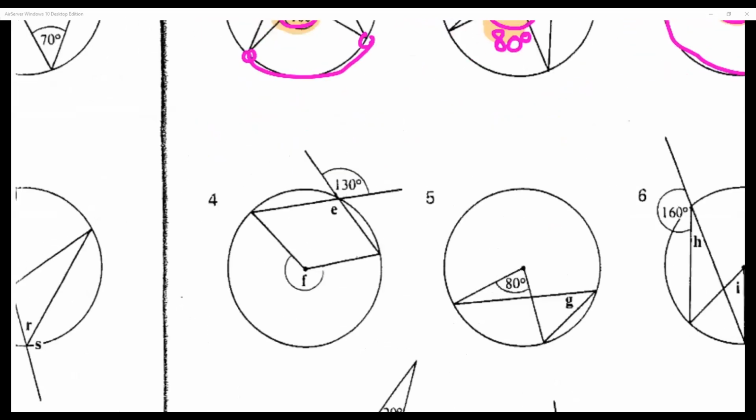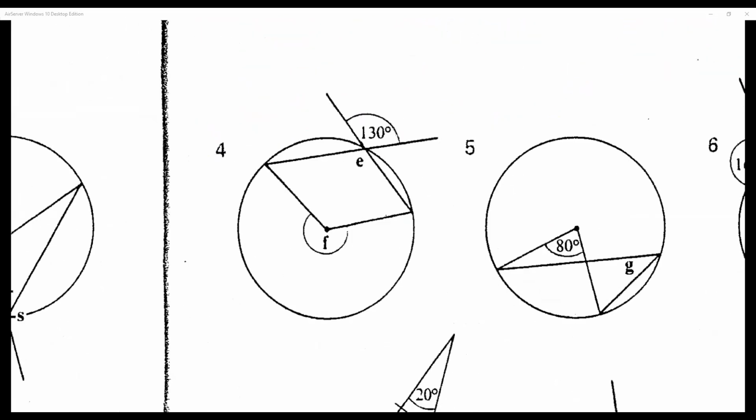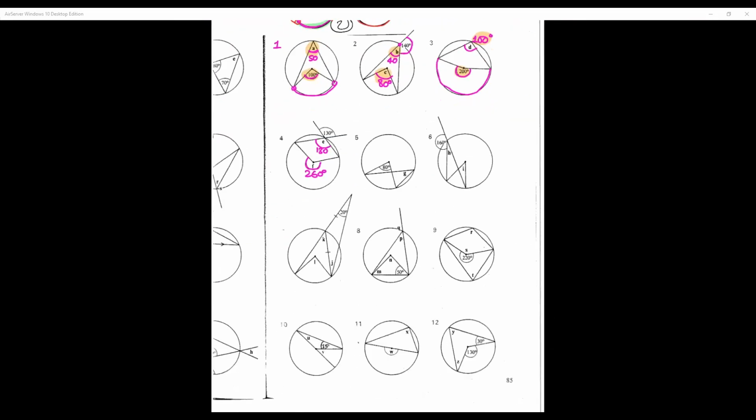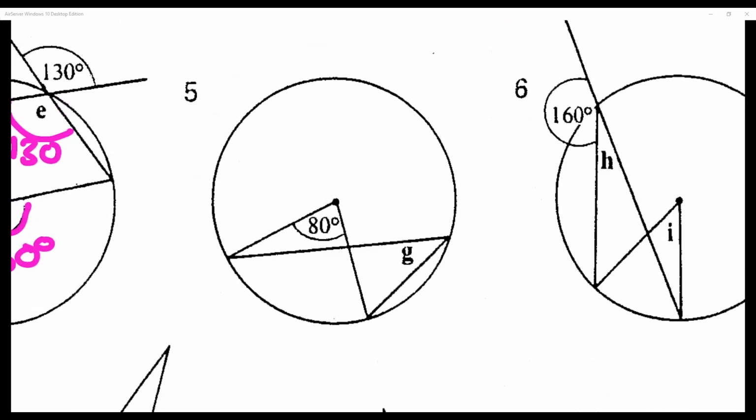Eliza, question number 4, please. So what would E be? 130. So what will the one at the center be? 260. Sorted. By the way, the next question is a variation.